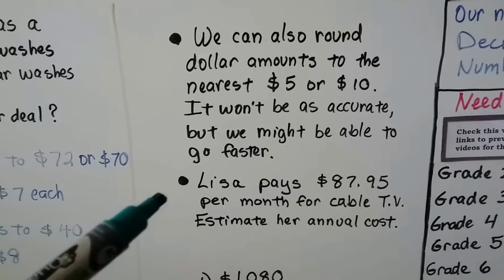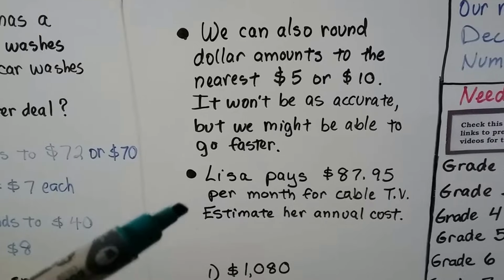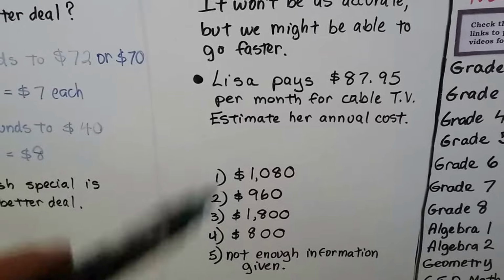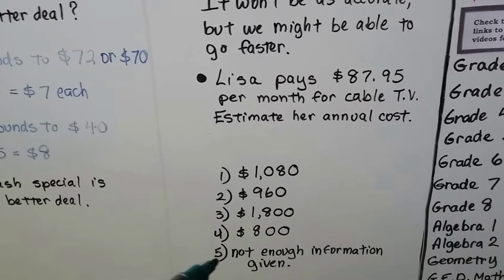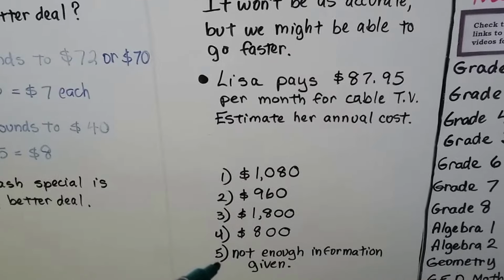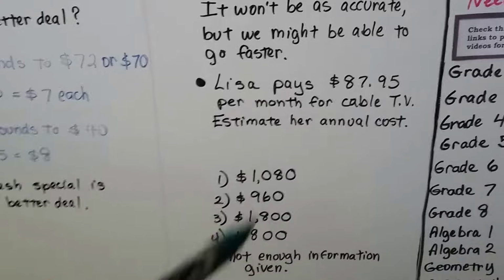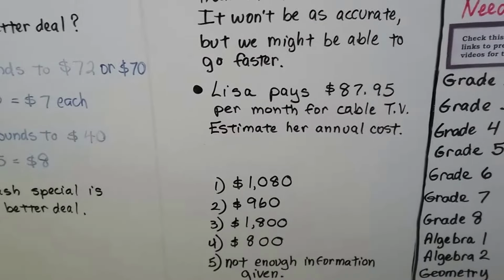Lisa pays $87.95 per month for cable TV. Estimate her annual cost. So which one of these would it be? If you think there's not enough information given, there really is. So that's not the right answer. I know it only has one amount, but it says annual cost. That means yearly cost. That means 12 months.